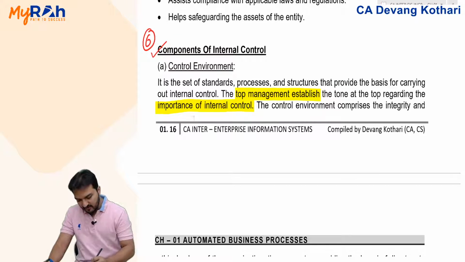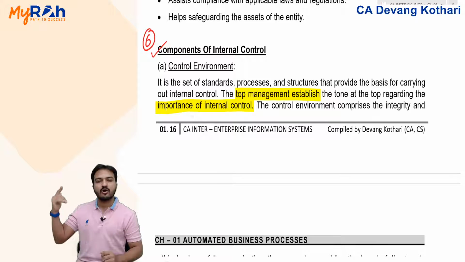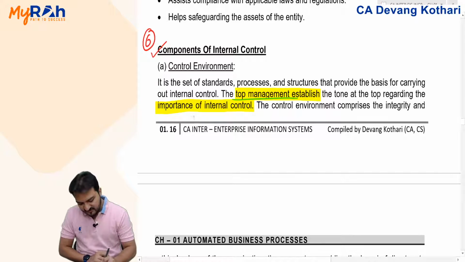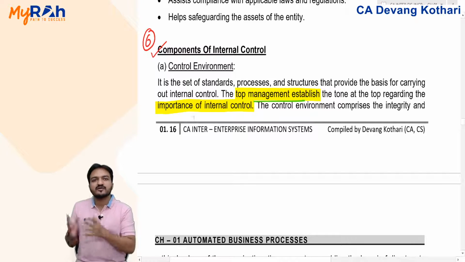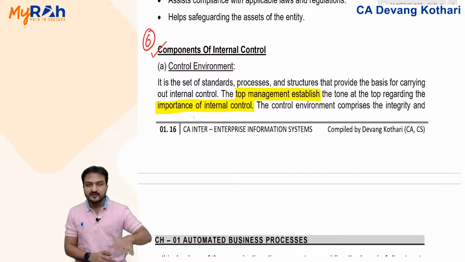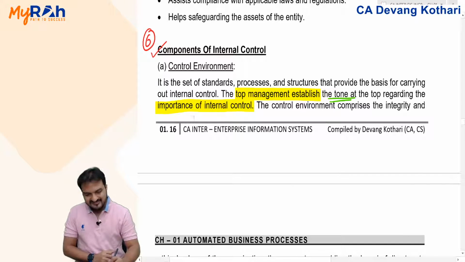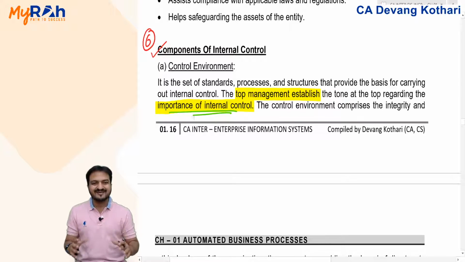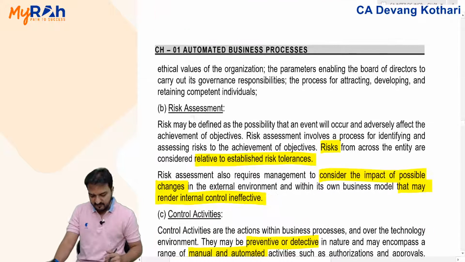Components of internal control. Under that, we did components of enterprise risk management. Similarly, now this is components of internal controls. First one, control environment. Top management has to create an environment of control in the company. If the top management does not take the control seriously, then internal employees will also not take the controls seriously. So top management has to set up a tone at the top regarding importance of internal control. They need to make the employees realize importance of internal control. That is making the control environment proper in the company.